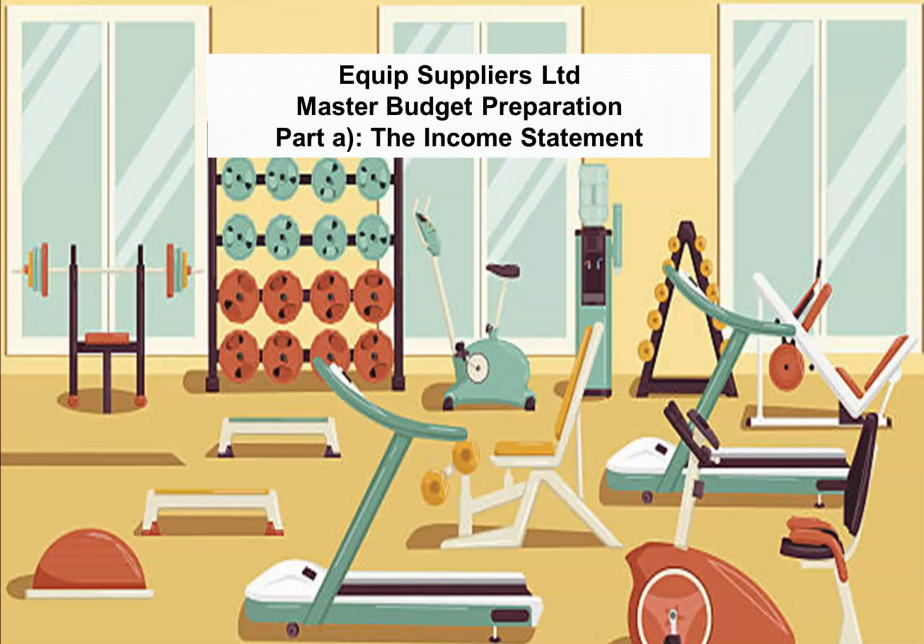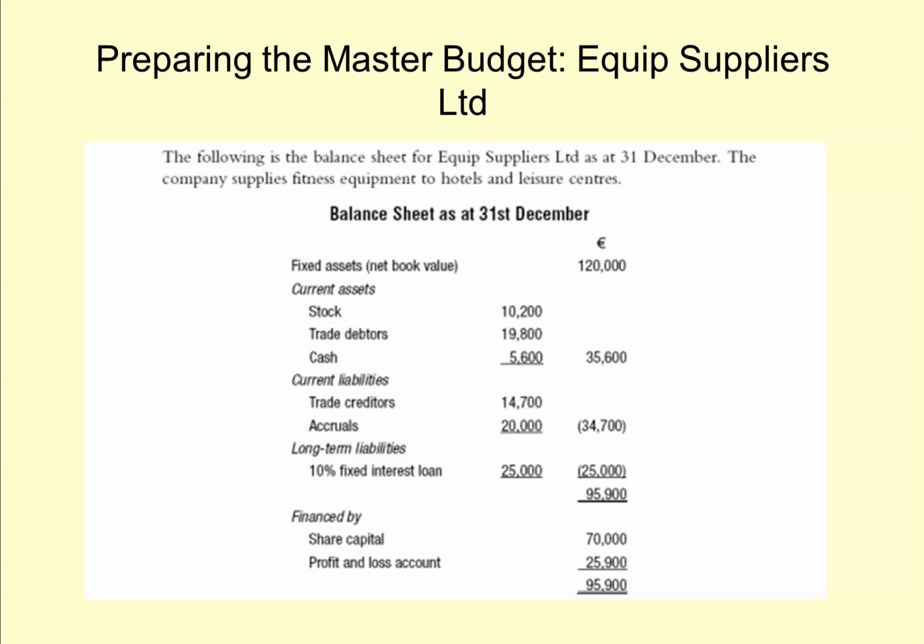Equip Suppliers Limited, Master Budget Preparation, Part A, the income statement. I'm just going to start by reading up here. The following is the balance sheet for Equip Suppliers Limited as at the 31st of December. The company supplies fitness equipment to the hotel and leisure sector. So here's the balance sheet for the 31st of December.